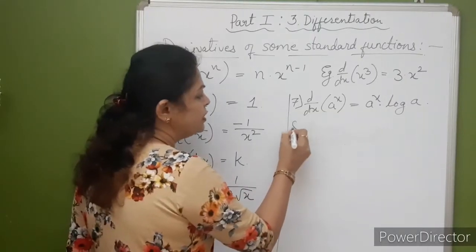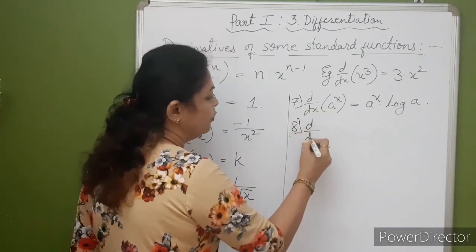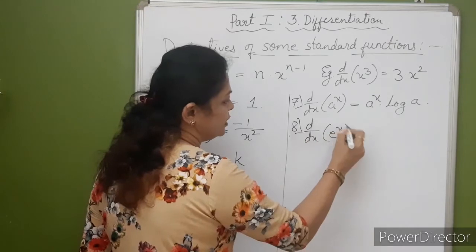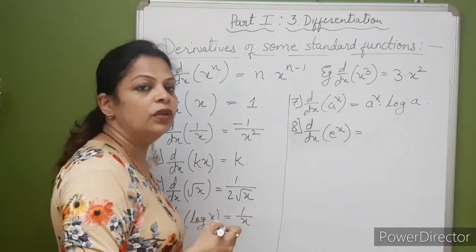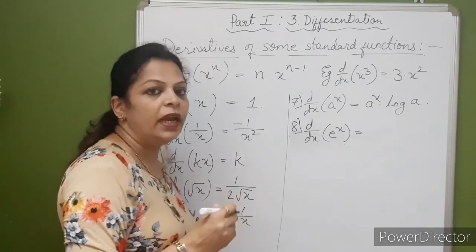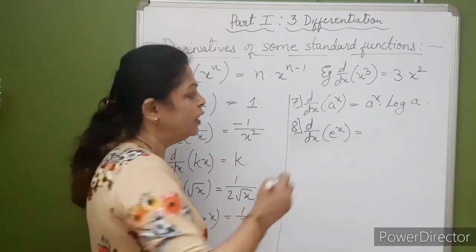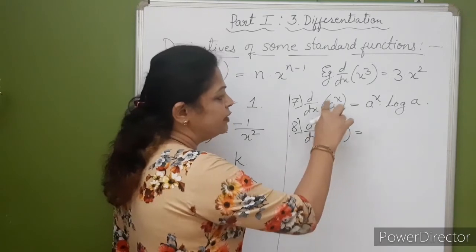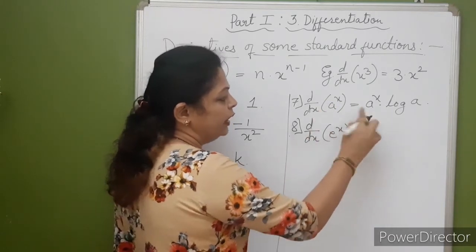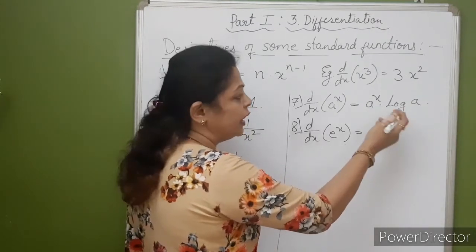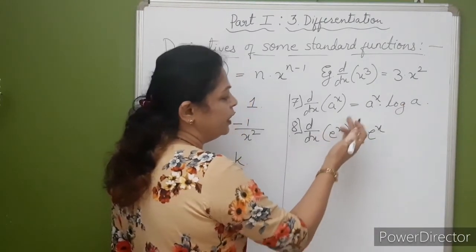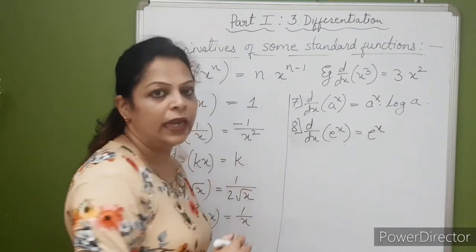The next one is d dx of e raised to x. What is e? E is an irrational number which is equal to 2.7828. So again this is a constant. So applying the same formula you will get e raised to x into log e. Log e is 1. We know that. So the derivative of e raised to x is e raised to x.